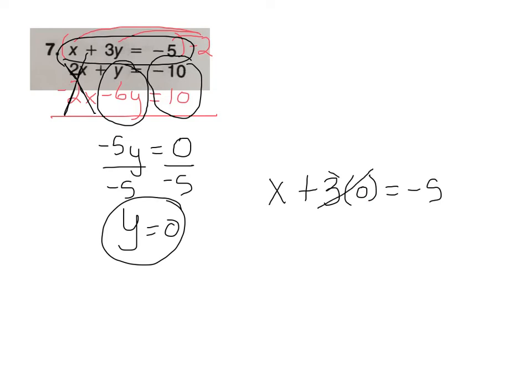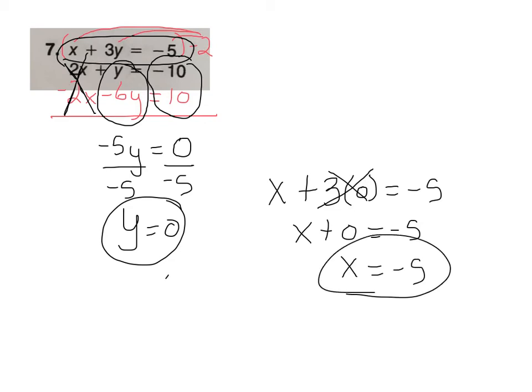3 times 0 is 0. So I have x plus 0 equals negative 5. X plus 0 is x, and that equals negative 5. And so my answer is the two lines would intersect at the point negative 5, 0.